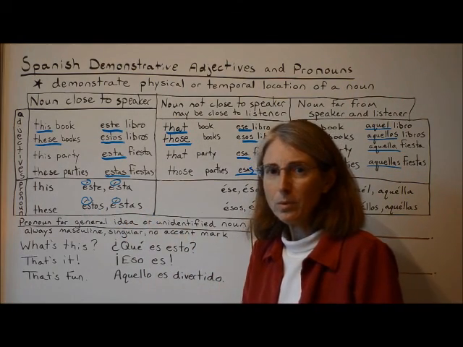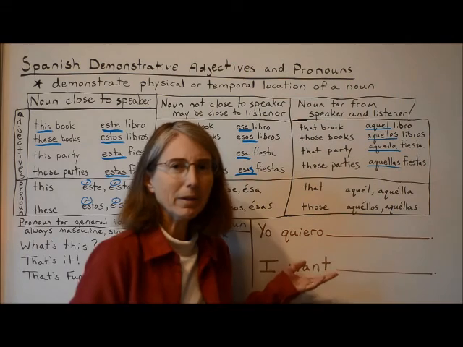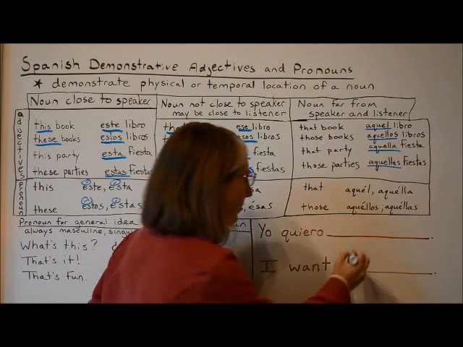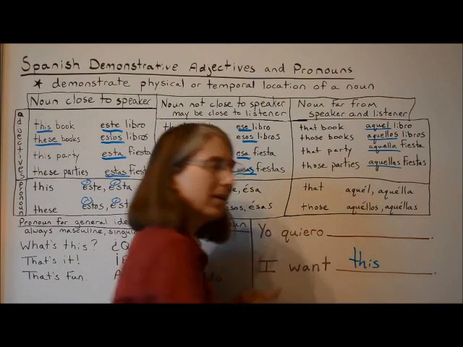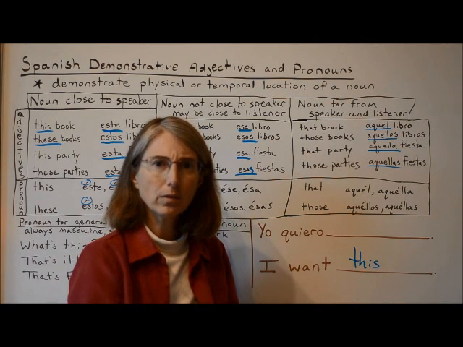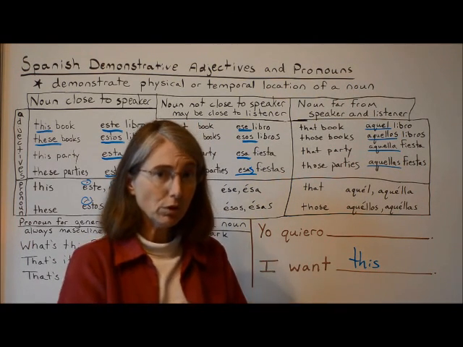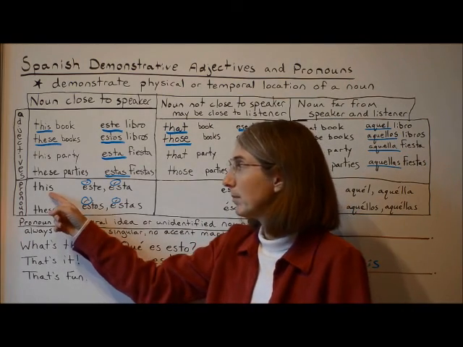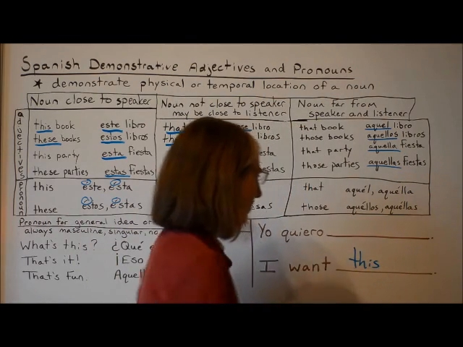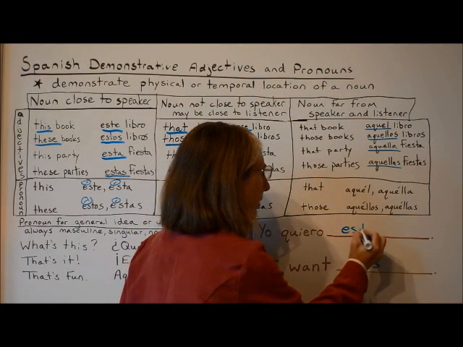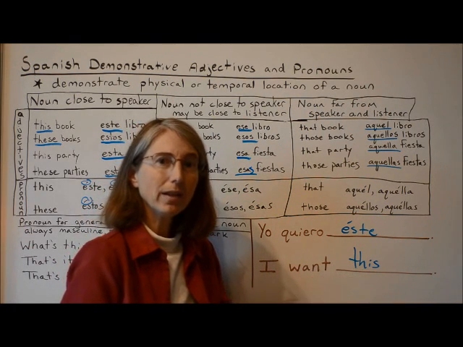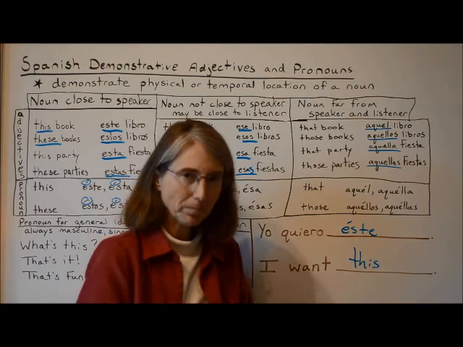So to give you an example, in English, we might say, I want this. And we're talking about a book. I want this. This is an example of a pronoun here because it stands for the noun book. So in Spanish, we would choose the pronoun for this that would represent book. Este. Yo quiero este. I want this, and we're talking about I want this book.